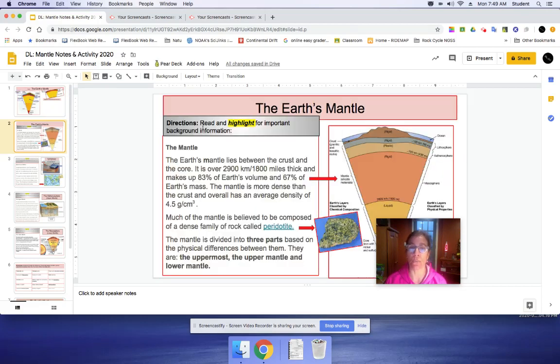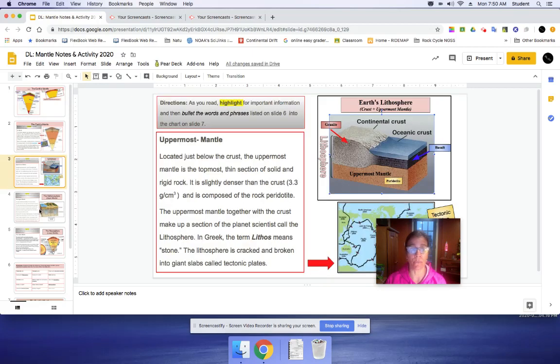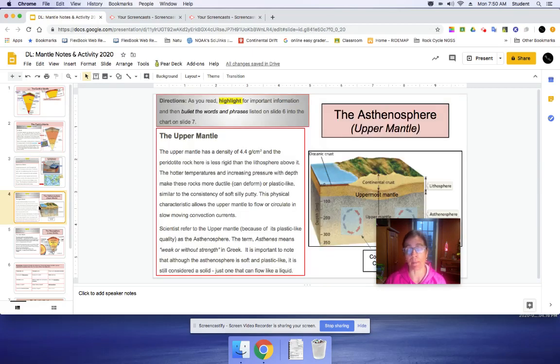The directions read: highlight for important background information. Boys and girls, it's really important that you do highlight and show evidence that you read. So I would expect that I see highlighting in slides 2 through 5 for full credit. So read through slides 2 through 5, which really highlight the mantle and the differences between the mantle.